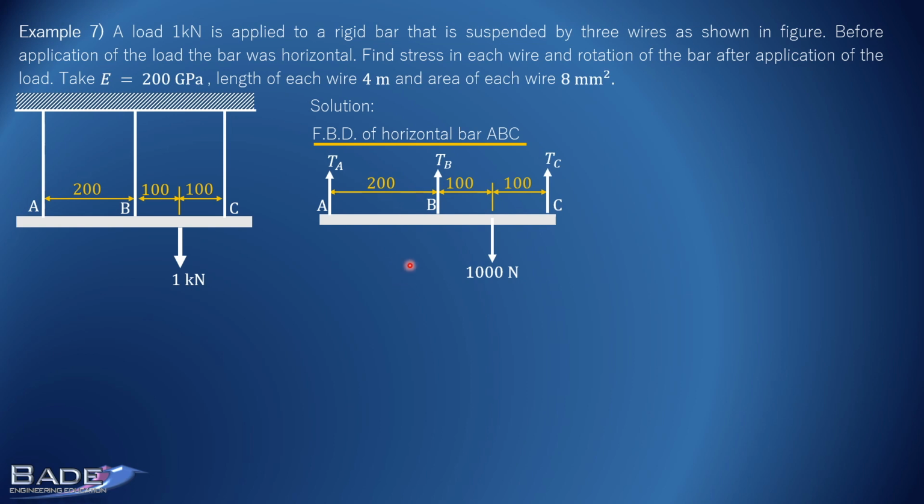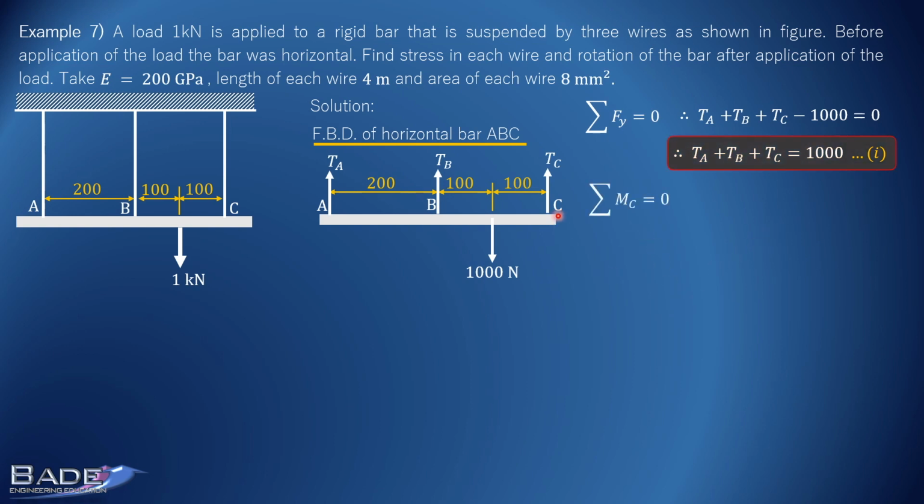So let's proceed. First we'll apply conditions of equilibrium. It's parallel system of forces, so we'll apply 2 conditions, sigma Fy equal to 0 and then by choosing a moment center, sigma M equal to 0. Let's proceed. Sigma Fy equal to 0. So TA upwards, TB upwards, TC upwards and 1000 downwards. So this is how we have created the equation. So TA plus TB plus TC is equal to 1000 Newton. This is equation 1.